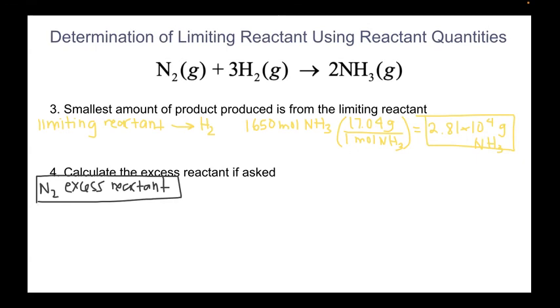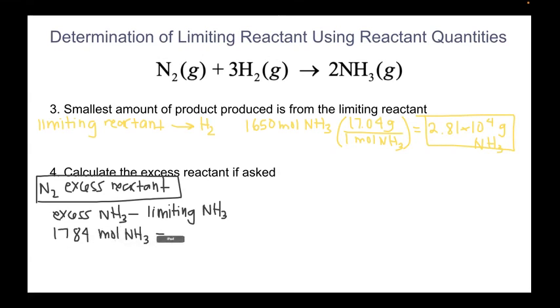And to do that, what we're able to do is subtract our excess NH3 minus our limiting NH3. So when I plug that in, if all of our nitrogen gas were to form NH3, it would produce 1784 moles of NH3. And if our H2 fully reacts, this would produce 1650 moles of NH3. When I subtract these together, I get this number 134 moles.